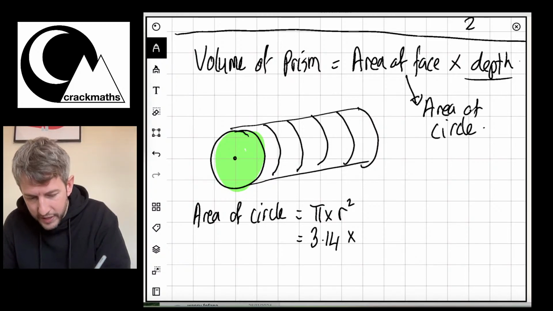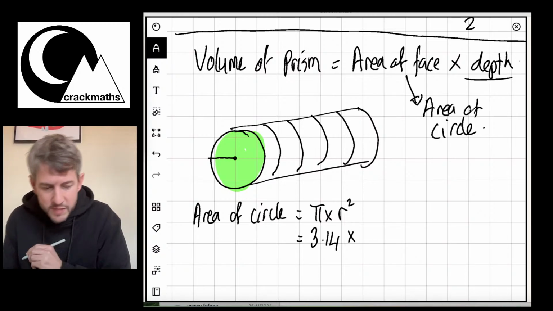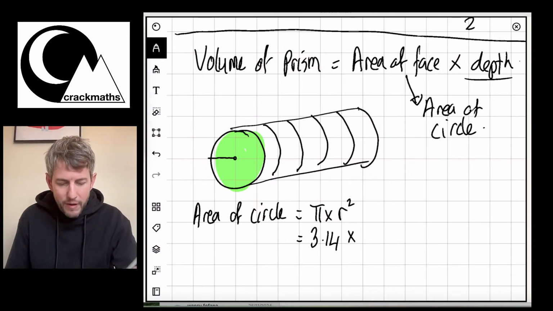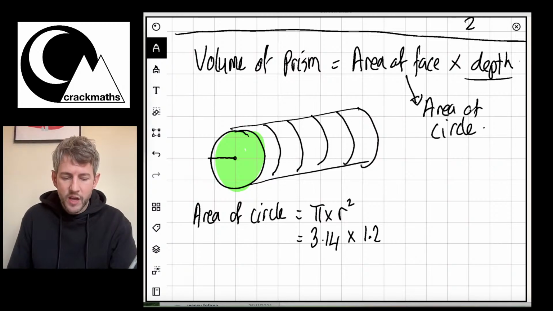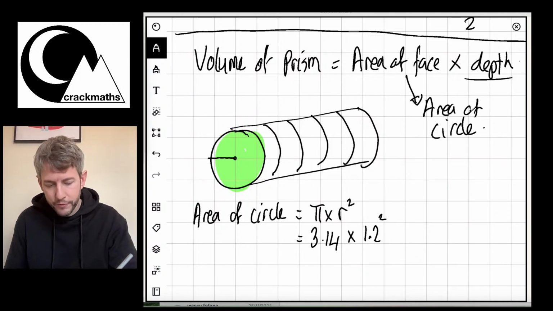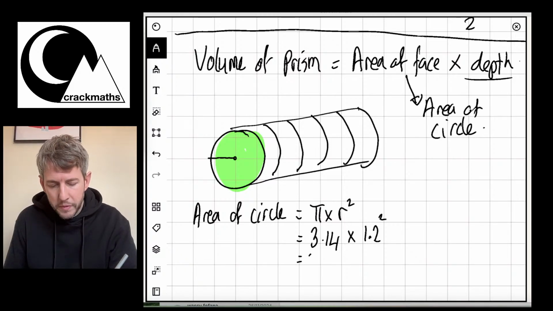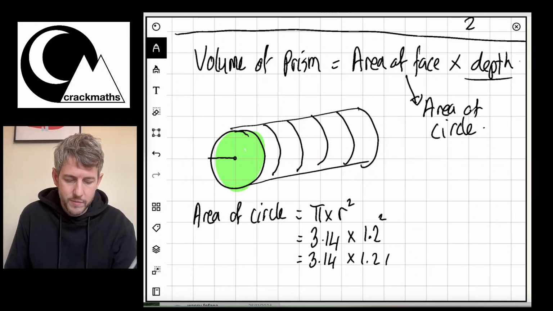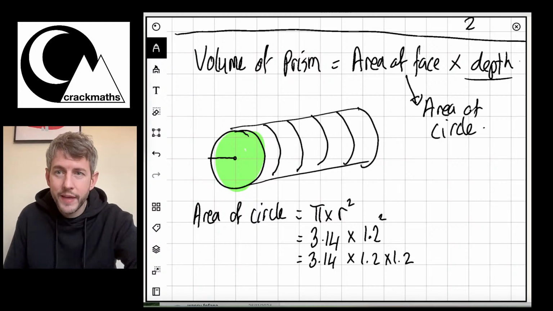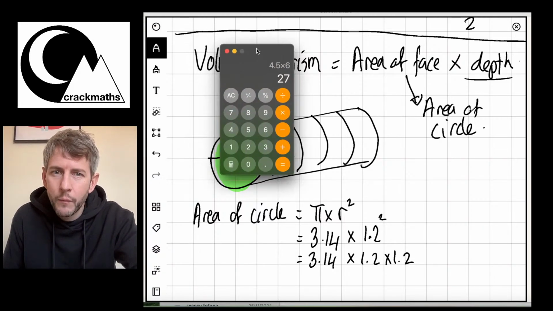So let's say that this one here, it's got quite a small radius actually, but it looks like it's more than 1 square. So I'm going to say the radius in this circumstance is 1.2. So 1.2 squared. Now remember, squared means to times itself. So the area of this circle will be 3.14 times 1.2 times 1.2. Okay, so let's use the calculator to work out what that is.